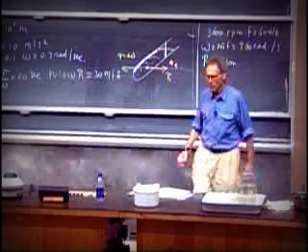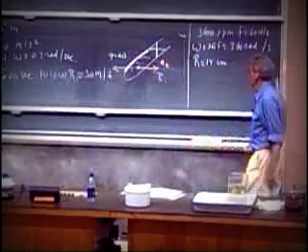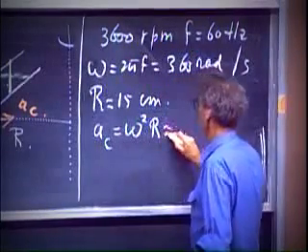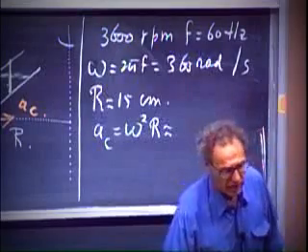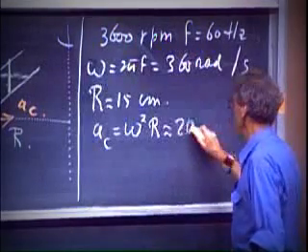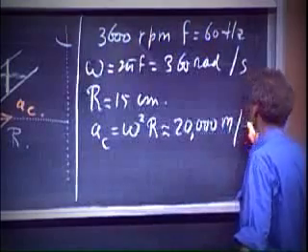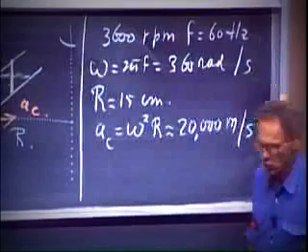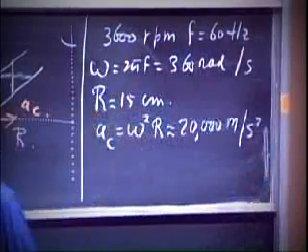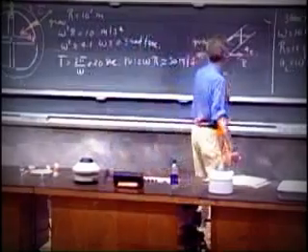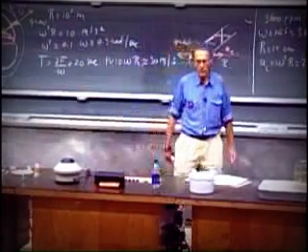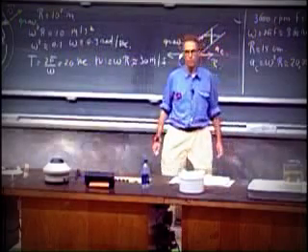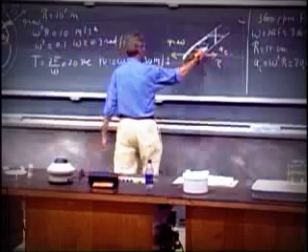And we can calculate now what the centripetal acceleration is. The centripetal acceleration, a_c, which is omega squared r, is then roughly about 20,000 meters per second squared. And that is 2,000 times the gravitational acceleration. It means that these particles experience gravity which is 2,000 times stronger than if I don't rotate them. And so they will go to the side here.